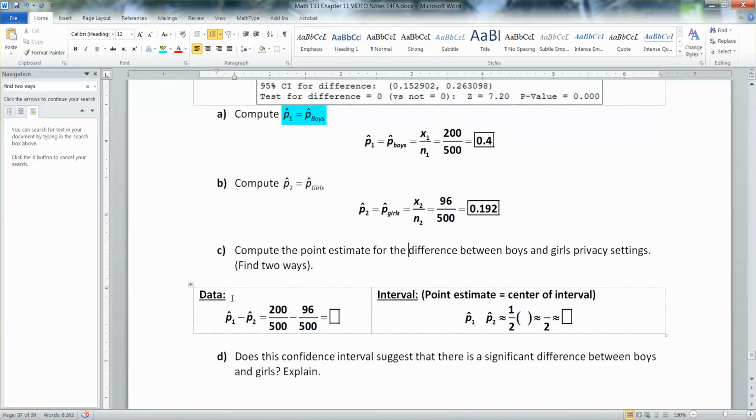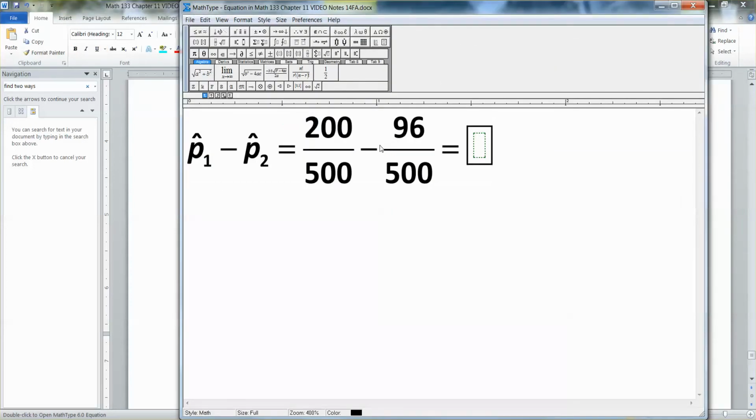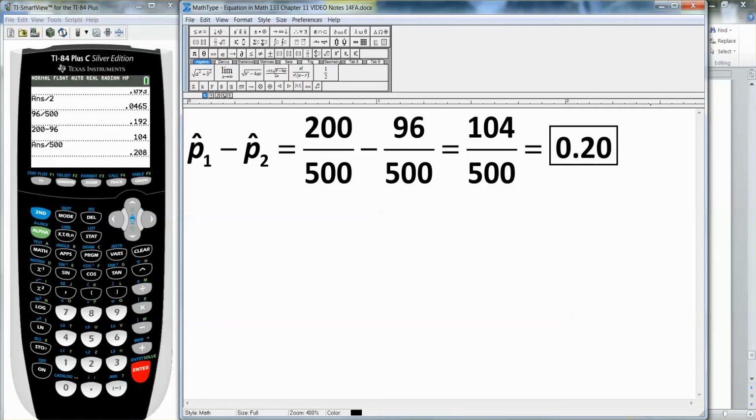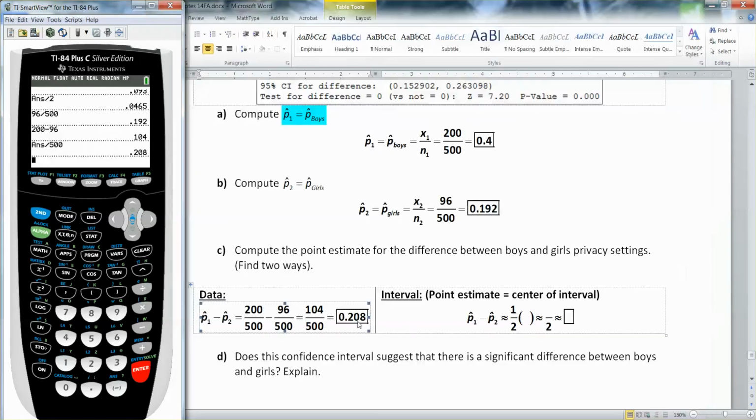All right, so I typed that up right here. Using the data, we're going to use these two data points we have, which is 200 over 500 and 96 over 500. We're going to subtract the two of them to get our estimate for P1 hat minus P2 hat. And that would be, oh, I need that calculator. 200 minus 96 is 104, that's right. And then I divide that by 500, and I'll have 0.208. All right, there we have it.